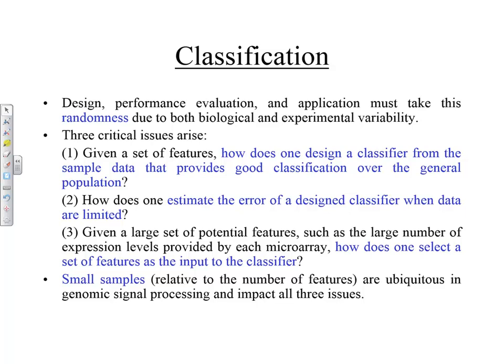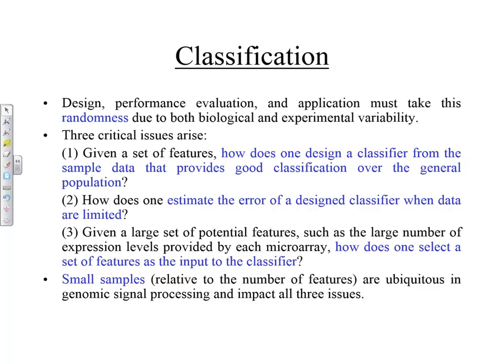Now, three critical issues arise in the context of classification. Given a set of features, how does one design a classifier from the sample data which provides good classification over the general population? You are not interested in doing just classification on the training samples, okay? Because if you can do good classification on the training samples, that's not good enough, because you really want to use the classifier to do classification on data that it has not seen as yet, right?